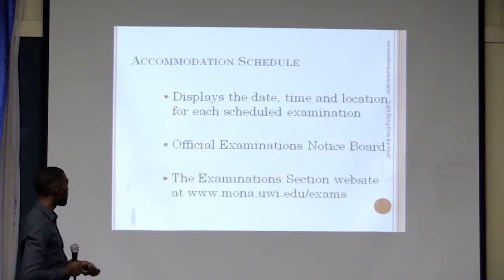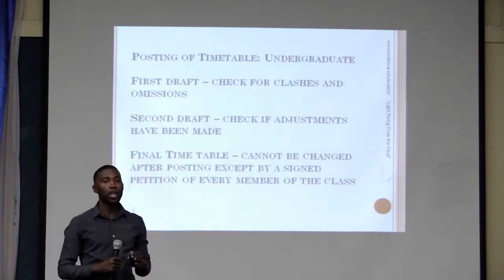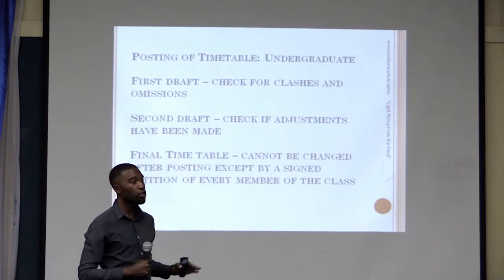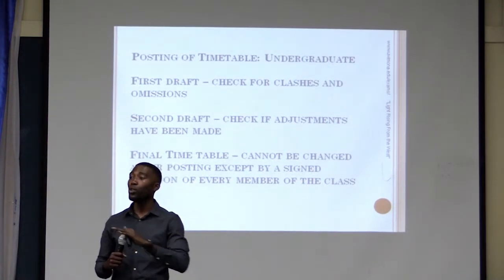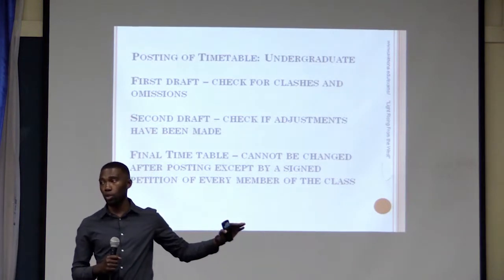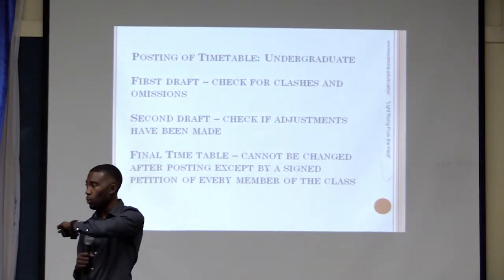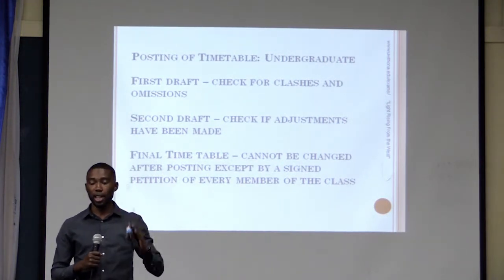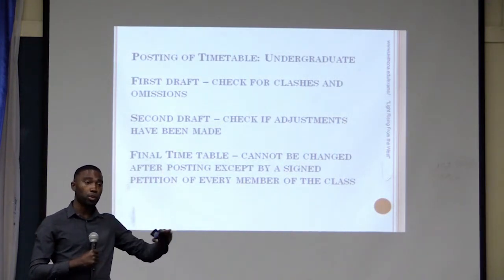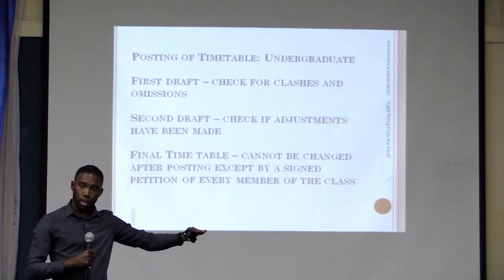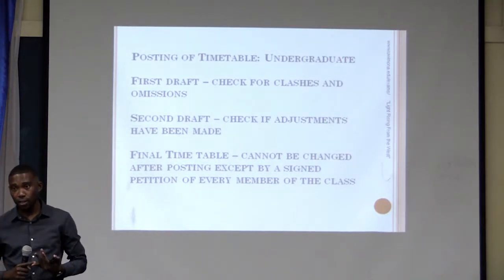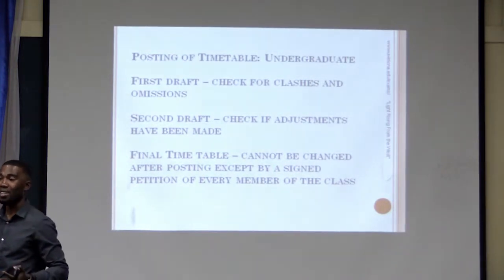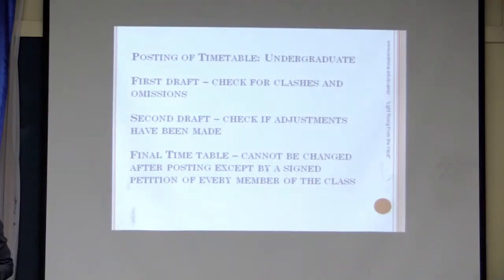For undergraduates, we usually have 3 versions of the timetable. The first draft that is produced is where you go and you check the official notice board. You can check on the website as well, and it will be emailed to you. You scrutinize that first draft. You're going to check if you have any clashes or any omissions of your courses, as well as inclusion of courses that may not have a final examination.